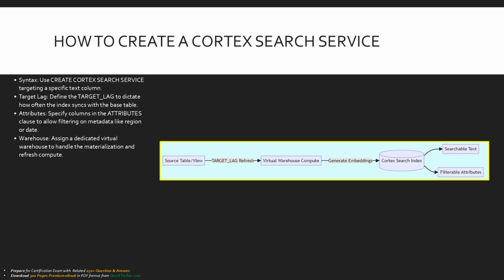Inside this index, you can see two distinct zones, the searchable text derived from your on column and the filterable attributes derived from your metadata columns. Because the heavy compute is isolated to the virtual warehouse during refresh cycles, the actual querying of the index later remains lightning fast and highly concurrent.